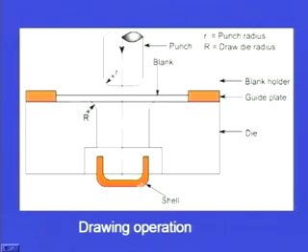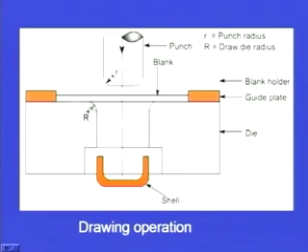So, this is the final product that is required. A cup-shaped product has been made. So, a punch will come, it has some radius here, and a radius is also given on the die. So, this is the radius that has been provided on the die.